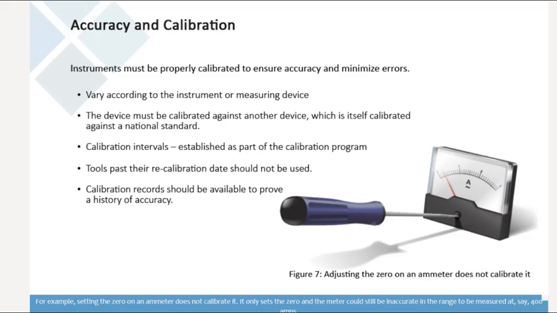For example, setting the zero on an ammeter does not calibrate it. It only sets the zero and the meter could still be inaccurate in the range to be measured, let's say at 400 amps.